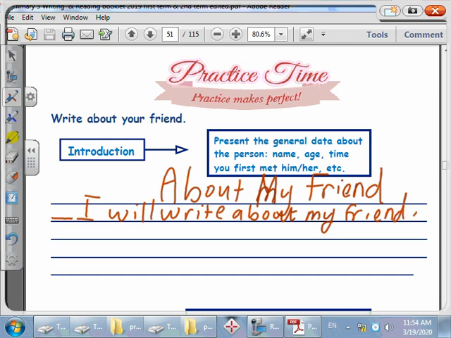Full stop. Now, if you have space, we continue beside it, but I don't have space, so I will write here. But if you have space, continue beside it because it's a paragraph. We're writing a paragraph. So you will say, my friend's name is, okay? And then the age, do we write it by number? No, we will write it like here.